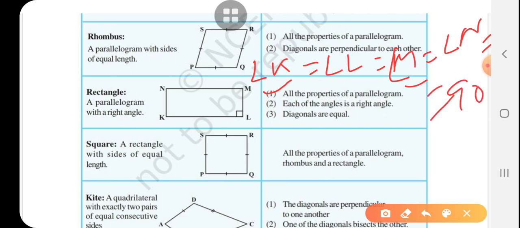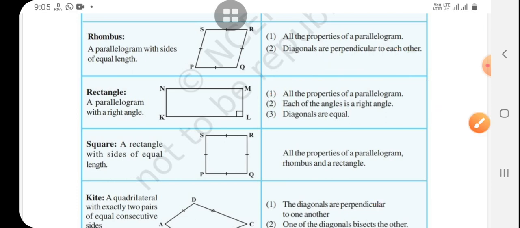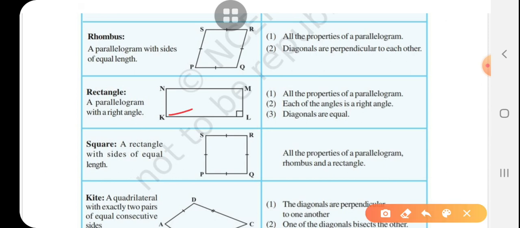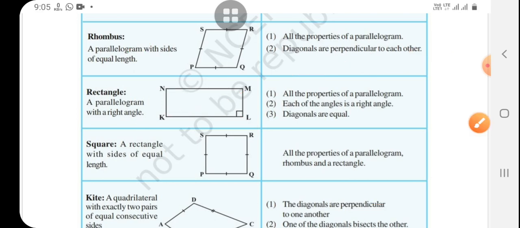That means all the angles will be 90 degrees. Diagonals are equal. It means one diagonal will be KM, another diagonal is NL, so it will be equal. But in the case of a rhombus, it is not mentioned here whether it is equal or not, but in the case of a rectangle it will be equal. So these properties will hold for the rectangle.